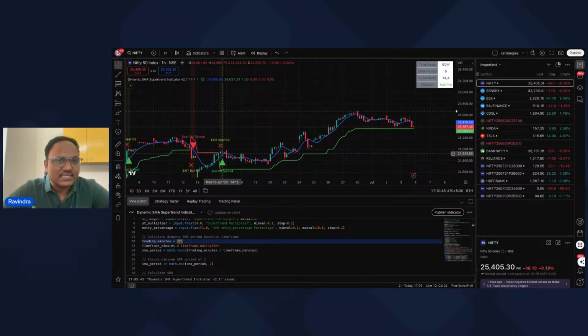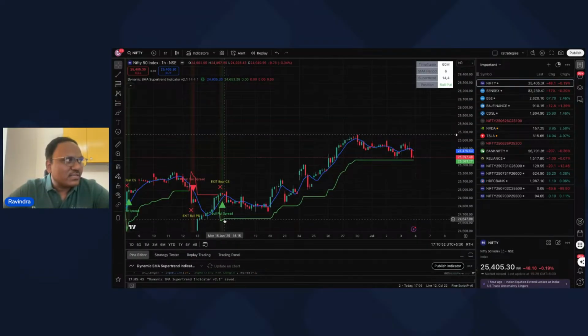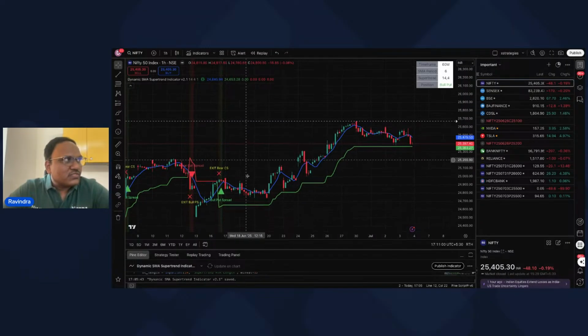Let's take this as an example. The entry here, as I said, this has to be green. Obviously, this is green here, and then the price has to be above the SMA, which actually happened here. So your exit would be here. I had put only the super trend. So when the price goes below the super trend, you would exit the trade. But is that the only exit for the trade?